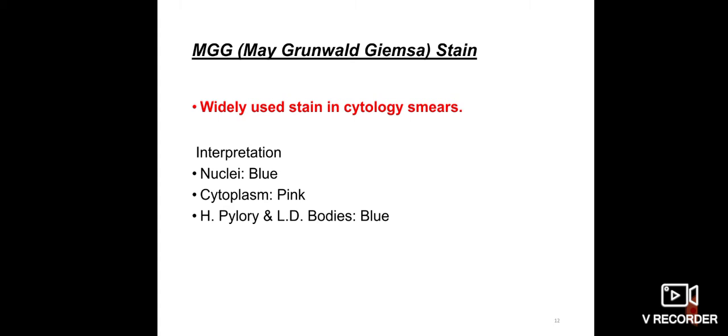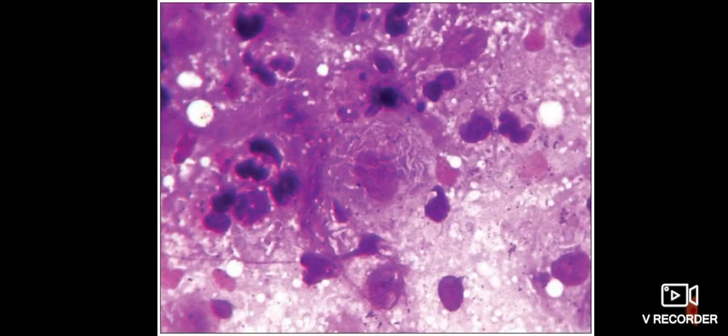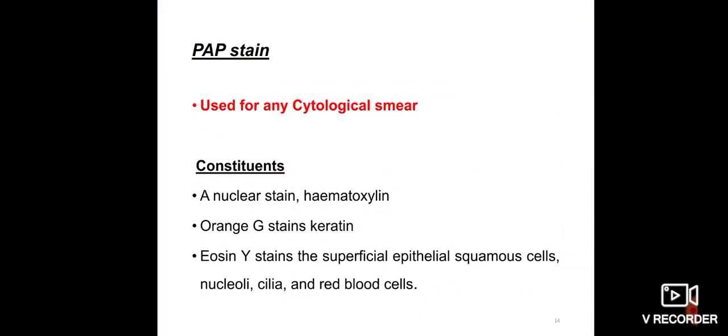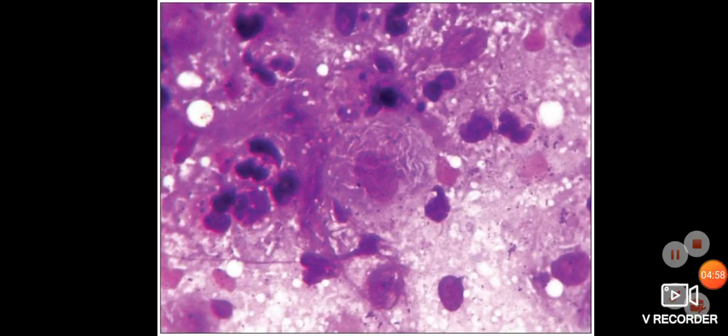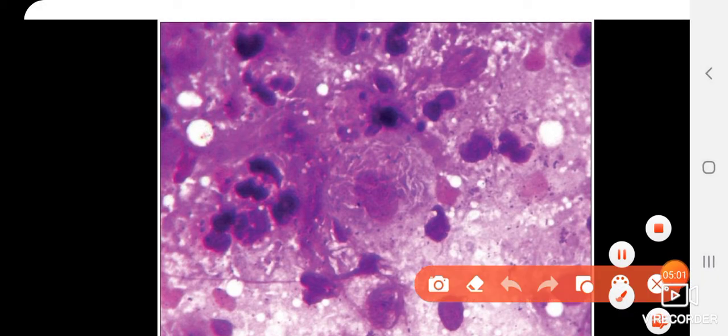Next is MGG stain or May-Grunwald-Giemsa stain. It is a widely used stain in the cytology smear, and you have to air dry the smear to use this stain. It should not be fixed in alcohol, it should be air dried. Interpretation: you will see the nucleus blue and you will see the cytoplasm pink. Giemsa stain can be used for detection of H. pylori and LD bodies. So you can see this picture. This is actually a Giemsa stain in which the nucleus is bluish black color, and you have the cytoplasm or the background cytoplasmic debris which is pink in color.